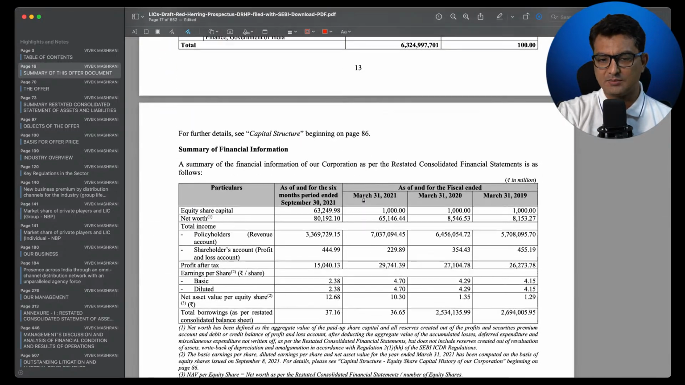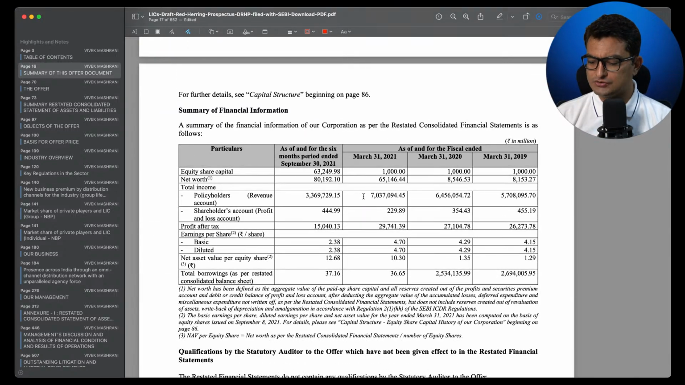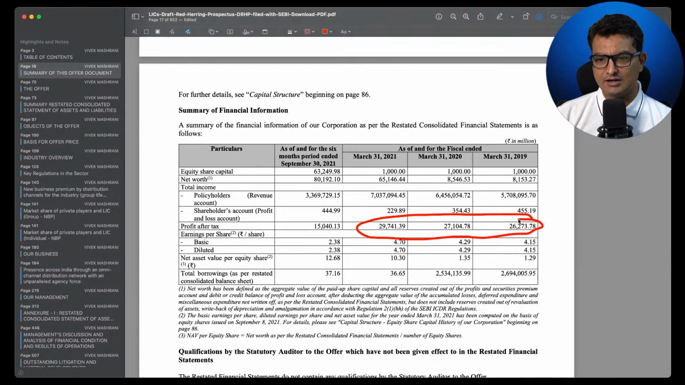Now you will see the summary of the financial information, and here you can at least know about the approximate growth. If you see the profit after tax in 2019, it was somewhere around 26,000 million. This is in millions, so you can convert into crores by reducing one digit. Then 27,000, then 29,000. So the profits are barely growing, not more than 10%. So this is again not a great growth company. That is one thing you can note down.